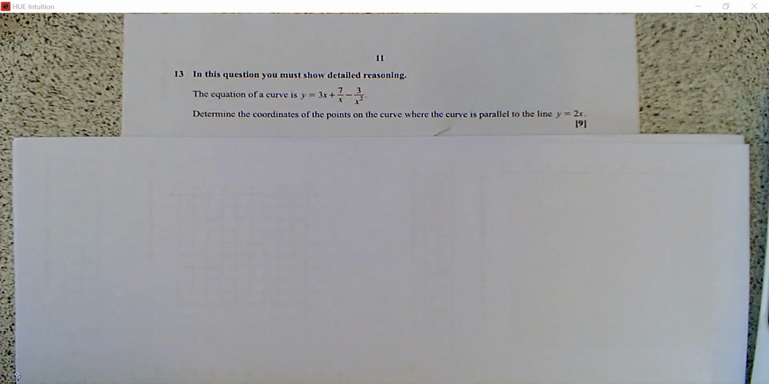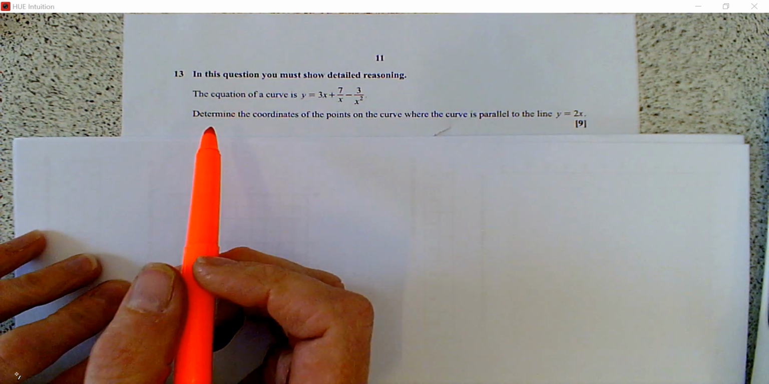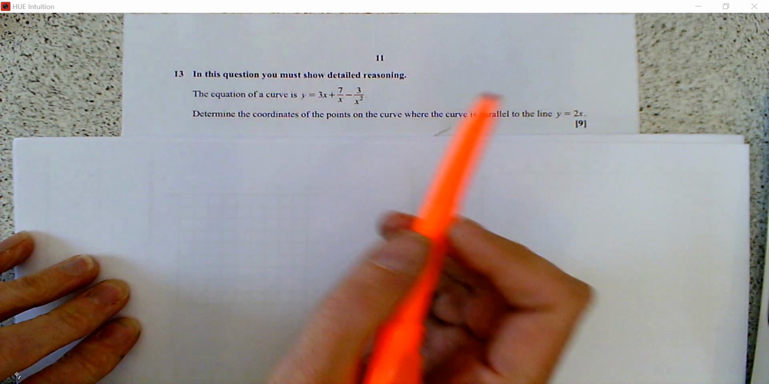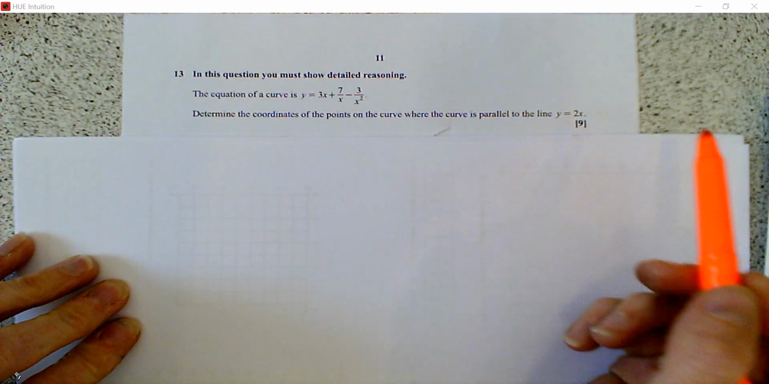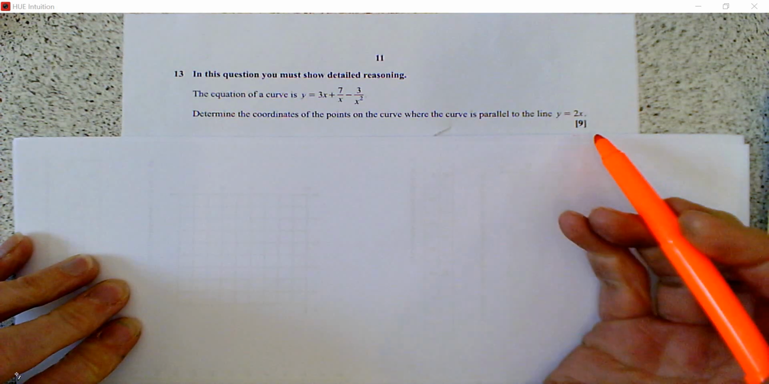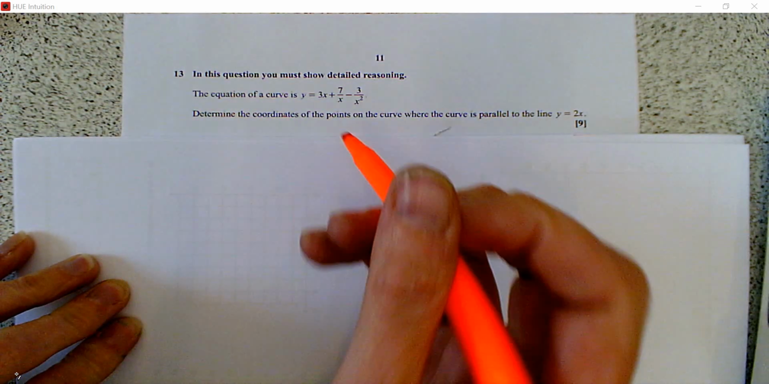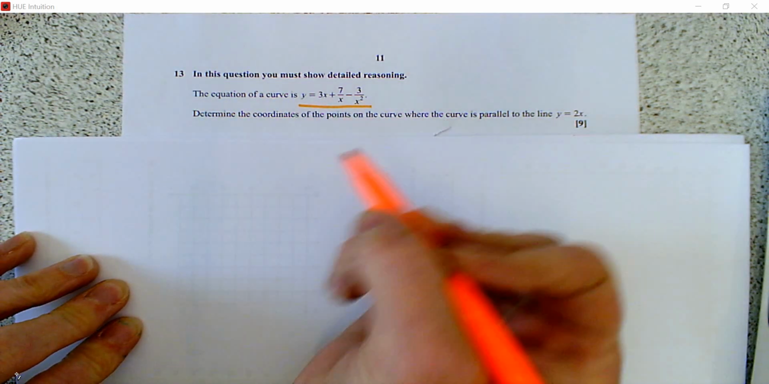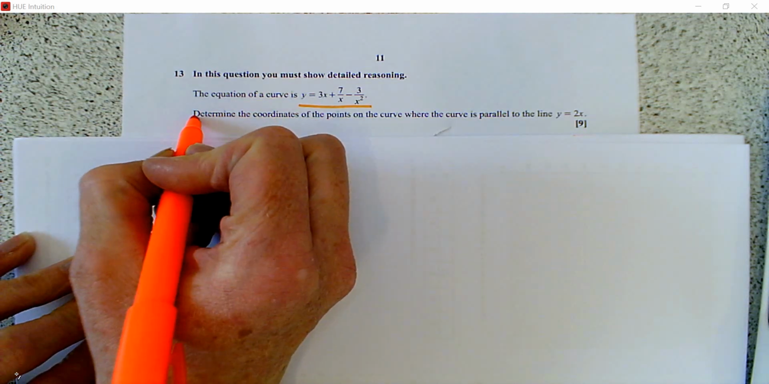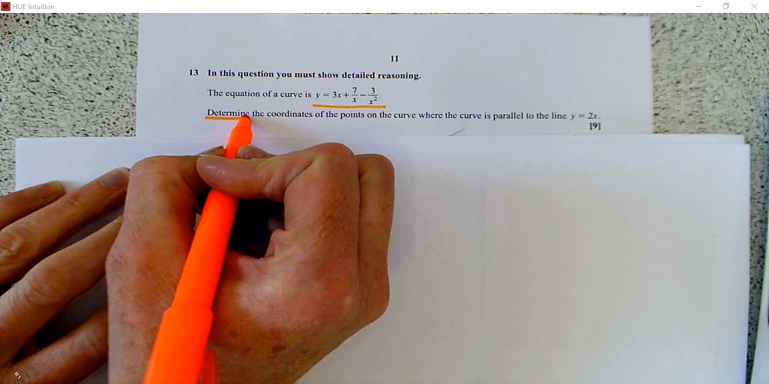Hi, I'm going to work through this MEI question from AS 2021, Pure in Statistics. It's the last question on the paper. We've got detailed reasoning. We can see it's worth 9 marks, so it doesn't look very big, but it's worth 9 marks. We have this equation of a curve, and we've got a command word here, determine, so we've got to show method.